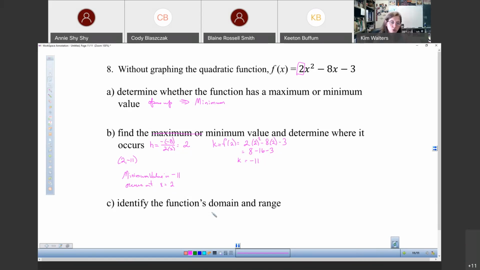What is my range? I'm not even going to ask you a domain. What is my range? Tell me what you think the range is.